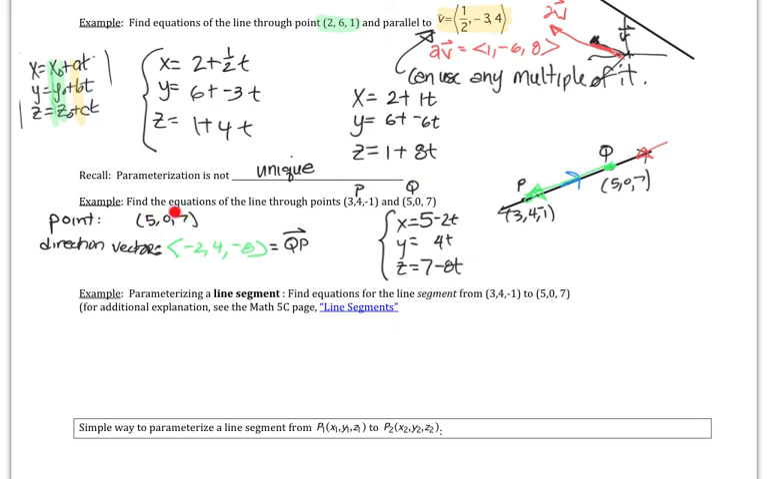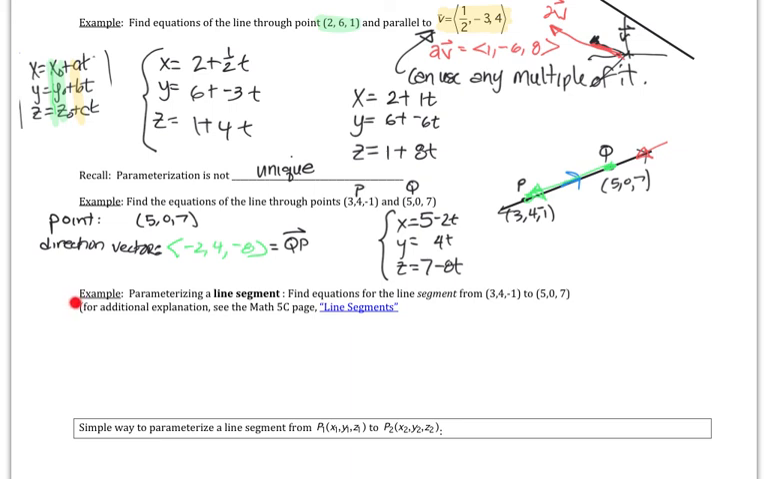So if you use the point 5, 0, 7 like I did, you'd have 5. I didn't bother writing the 0 and 7. And the direction vector -2, 4, -8 is here. Yours might look different. Okay, we'll get into even more challenging problems once we get a little more into looking at planes, and then we'll come back and look at lines some more.